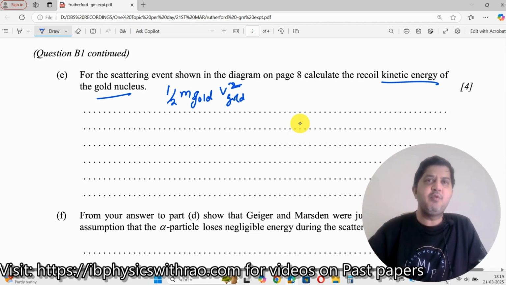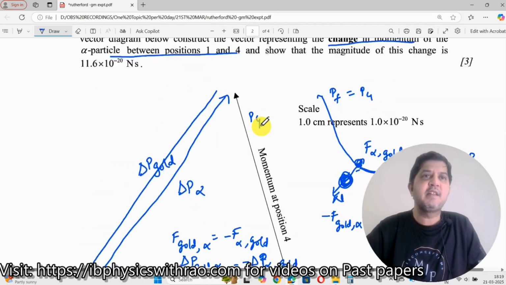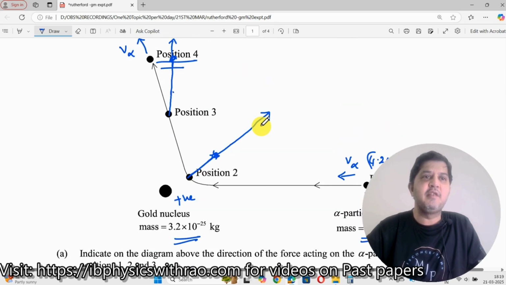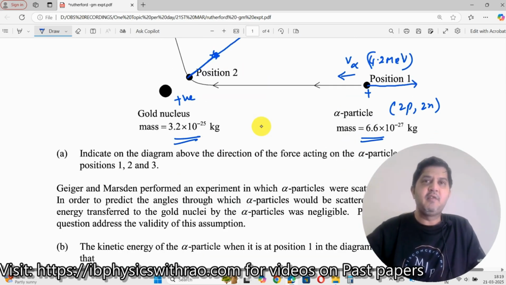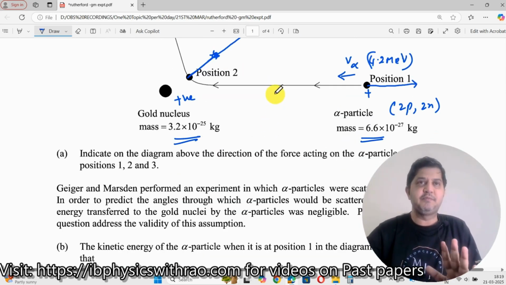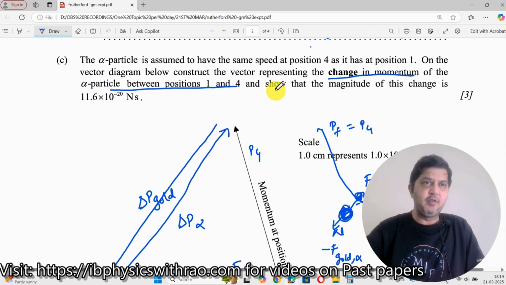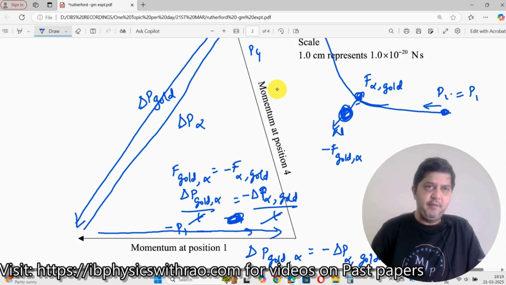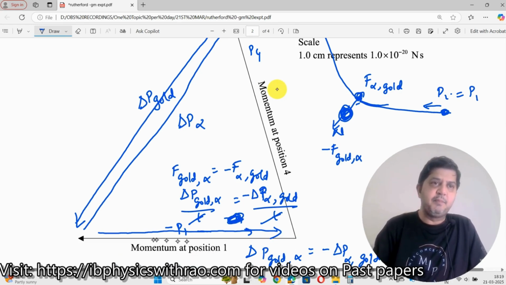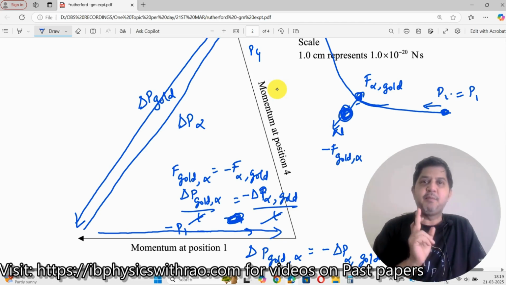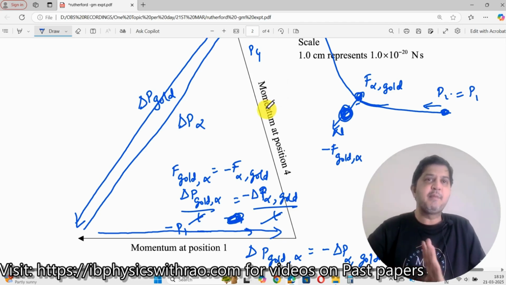Now is the value of m gold known to me? That's the question we need to ask. M gold is already given to me. What is V gold? V gold I do not know. I need to find out that value. So towards it, now if you look at this, for a simple momentum drawing figure, there are two very big lines being drawn. What is the need for it? There's some question over here, some clue is given here.